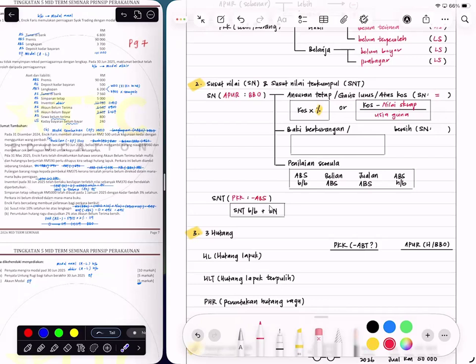Okay, then second way, baki berkurangan. Berkurangan means getting lower. Means your susut nilai is getting lower over the years.